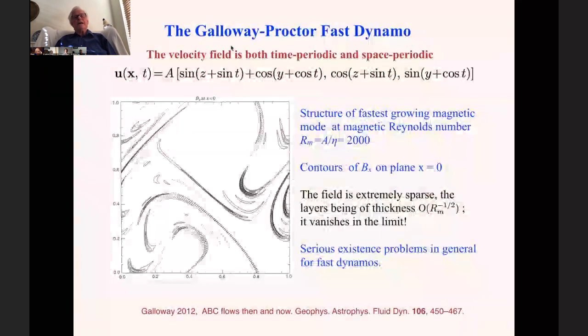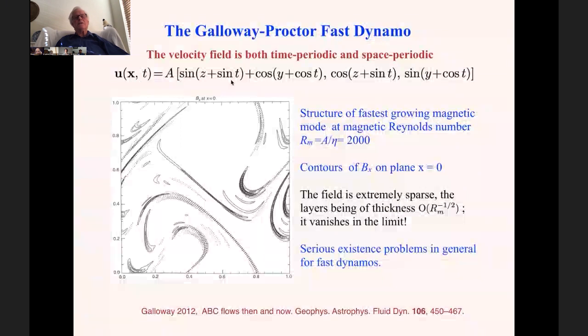Here's a fast dynamo, the Galloway-Proctor fast dynamo, for which the velocity field U has these components. It's rather like ABC flow, with B and C, I think, both equal to 0, but also time dependent, with periodic dependence on time. You have the sin t, cos t, sin t, cos t in each component. Well, the structure of the fastest growing magnetic mode is shown here in the picture.